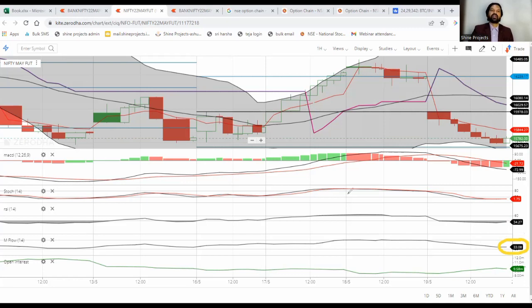What is the security that we are analyzing currently? We are looking at May futures in the Kite app, which is from Zerodha. We're looking at May futures by inputting all these parameters. So money flow being less than 40 is also very negative.